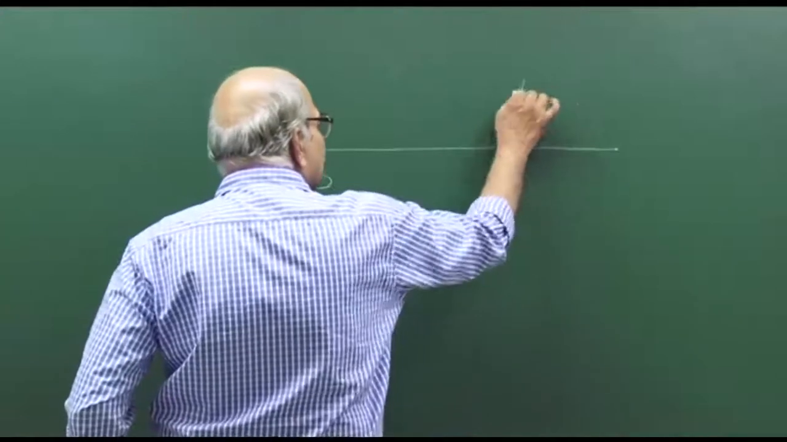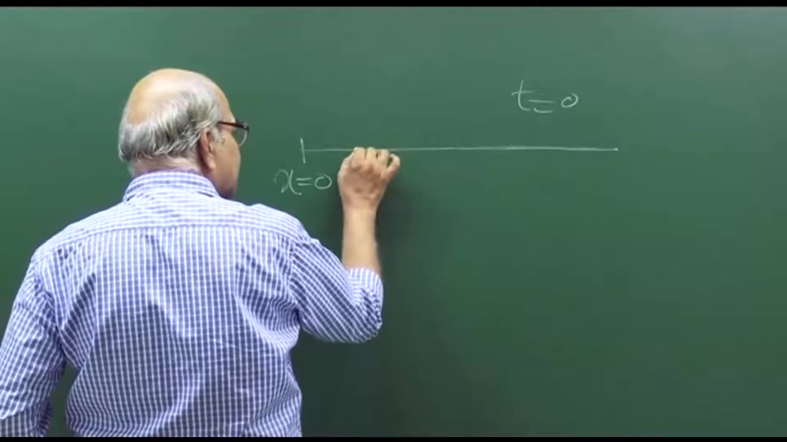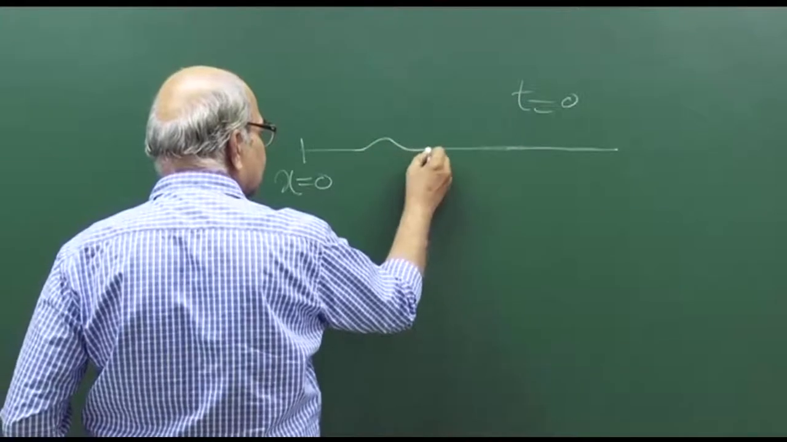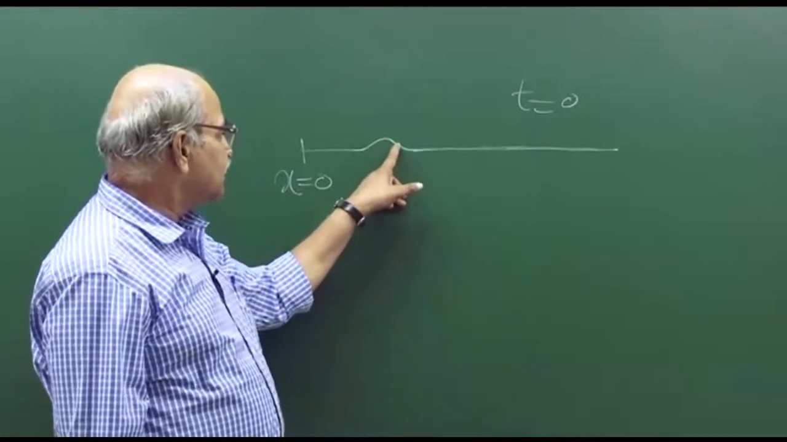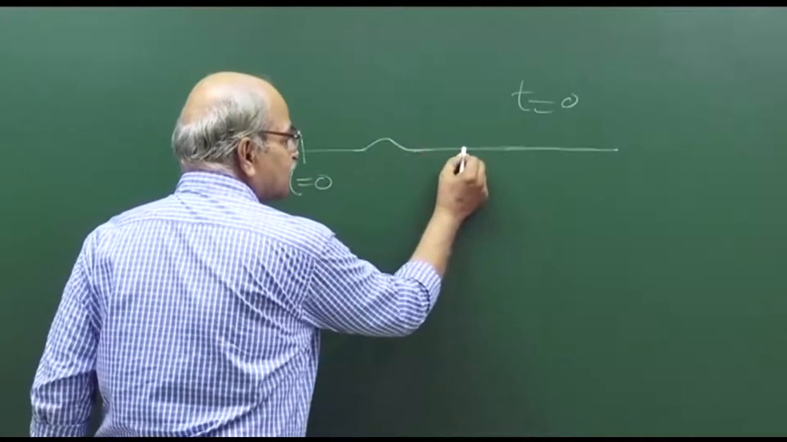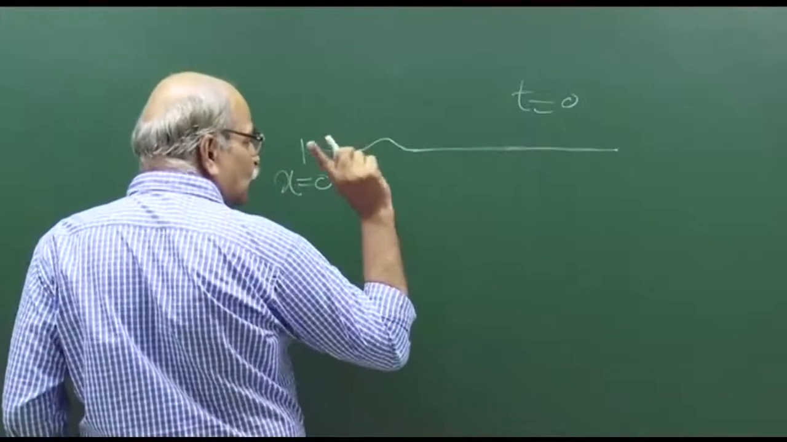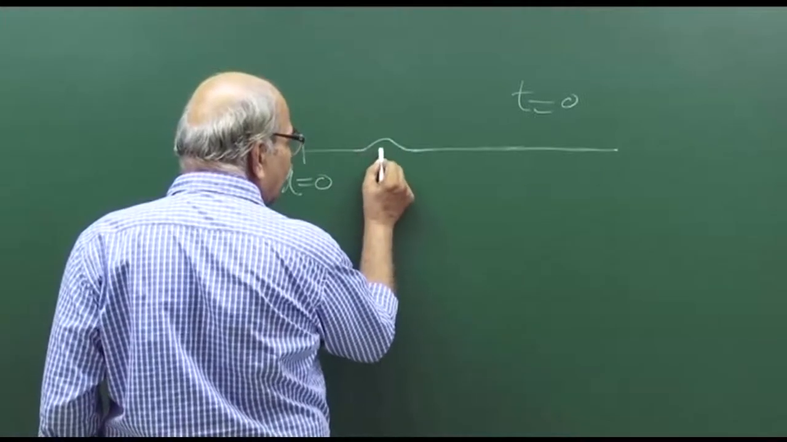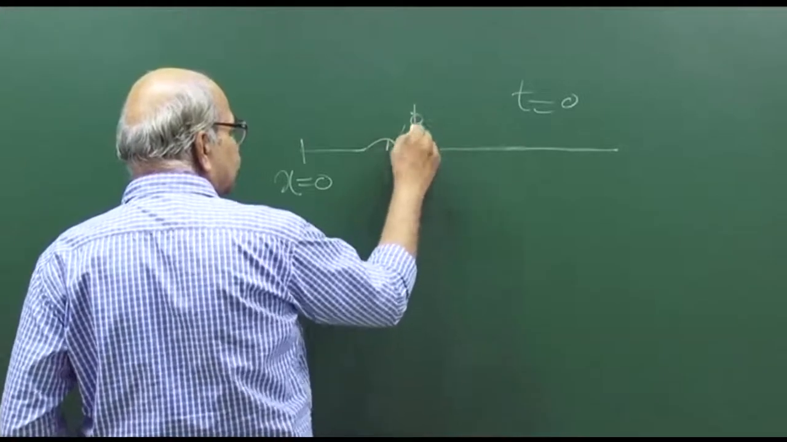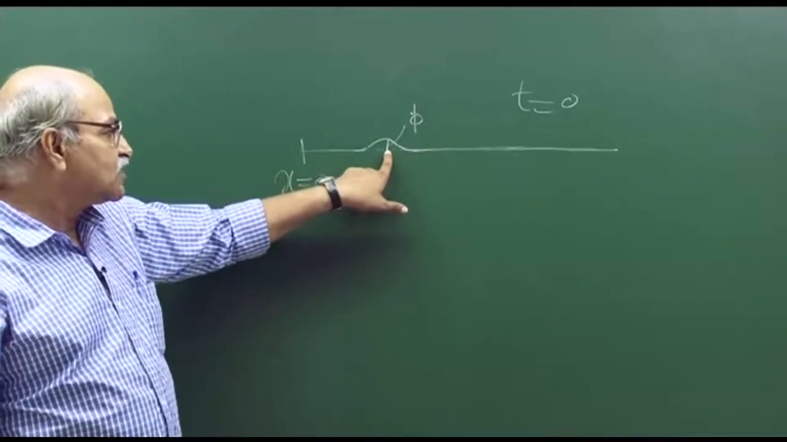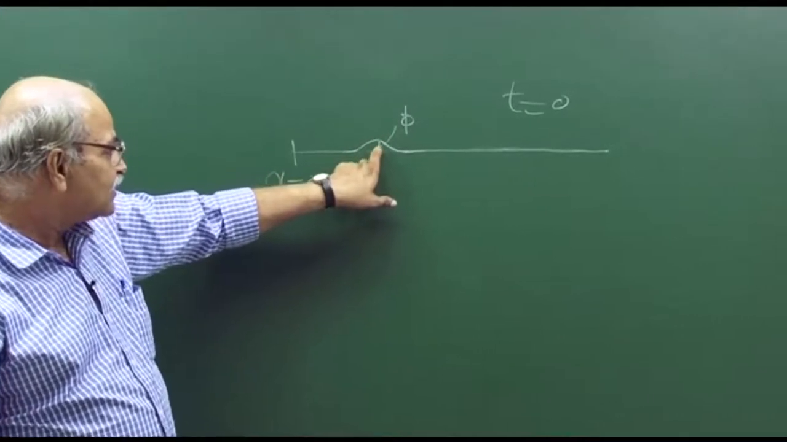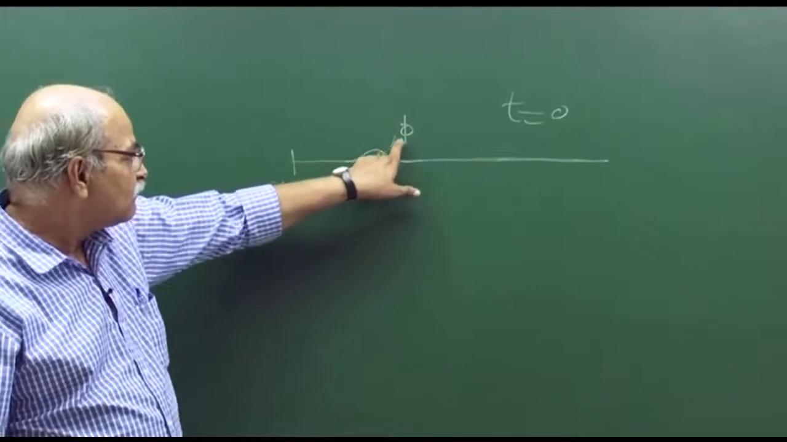And then let us say at t equal to 0, this particular portion is disturbed and the string is like this. So the disturbance is here, disturbance is here, larger disturbance here, smaller disturbance here, and so on. Here the disturbance is 0, here the disturbance is 0. To quantify that, let us say how much sideways it has gone, we call that phi. So this portion of the string has been sideways deflected from here to here, and that deflection, that displacement, I call phi.